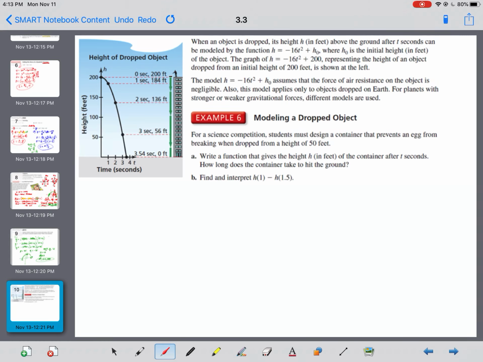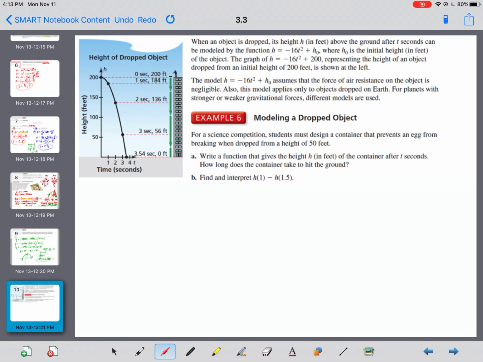So the model h equals negative 16t squared plus h sub 0 assumes that the force of air resistance on the object is negligible. Also, this model applies only to objects dropped on Earth. For planets with weaker or stronger gravitational forces, different models are used. So, for a science competition, students must design a container that prevents an egg from breaking when dropped from a height of 50 feet.